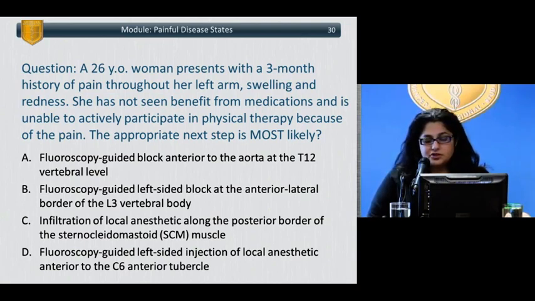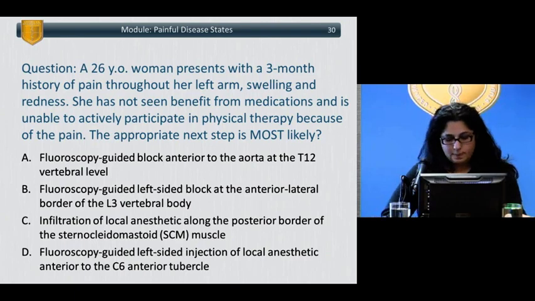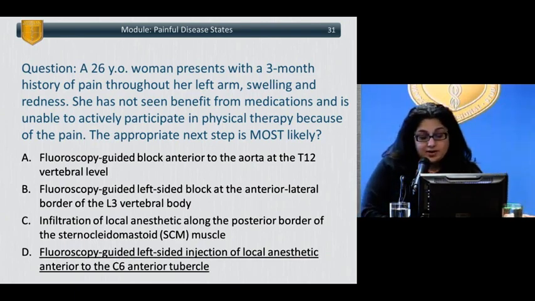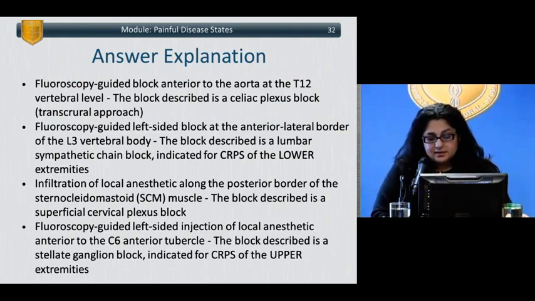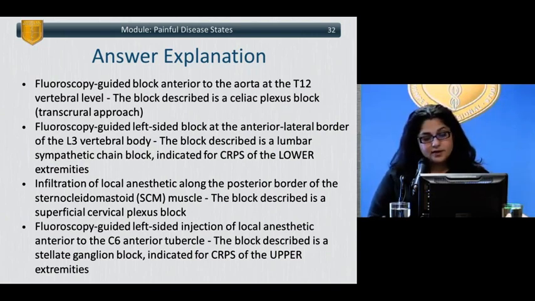C, infiltration of local anesthetic along the posterior border of the sternocleidomastoid muscle, or D, fluoroscopic-guided left-sided injection of local anesthetic along the anterior border of the C6 tubercle. The correct answer is D. Basically, that is what we refer to as a stellate ganglion block, and it's indicated in patients who have complex regional pain syndrome of the upper extremity.